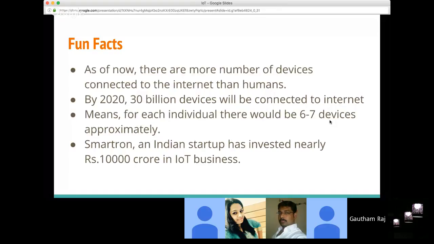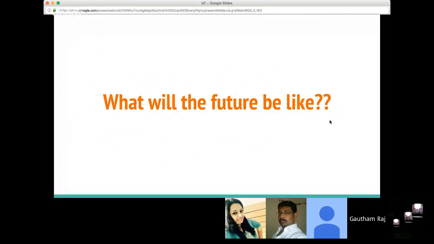According to prediction, by 2020, 30 billion devices will be connected to the internet. So if you divide it by the world's population, each person will have 6 to 7 devices. And Smartron is an Indian startup. They have invested rupees 10,000 crore in the IoT business. What they basically do is produce phones, tablets, and everything, depending on the user's feedback.